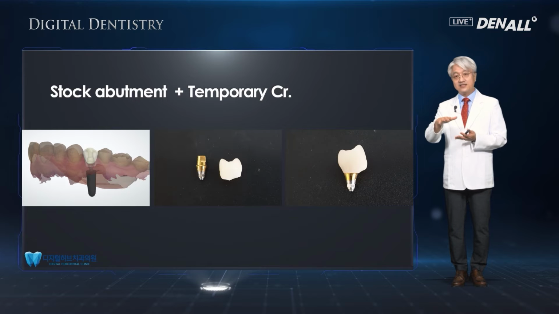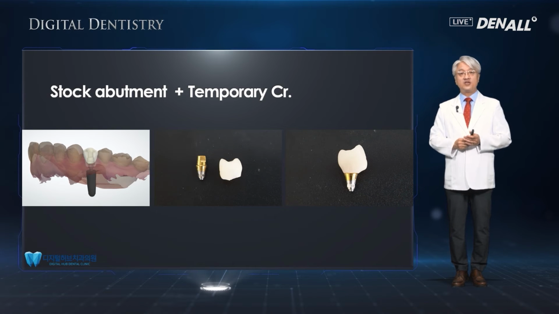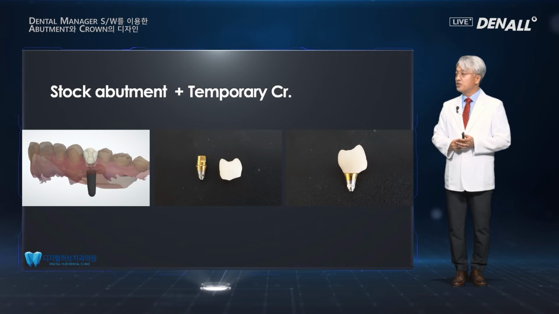So the abutment with the lowest margin deep into the subgingiva is used with a 3D printer. A temporary crown is fabricated.